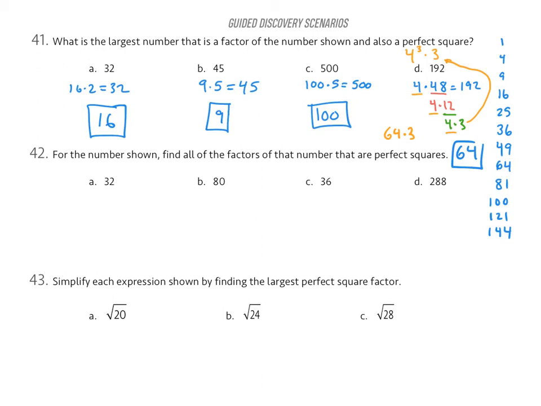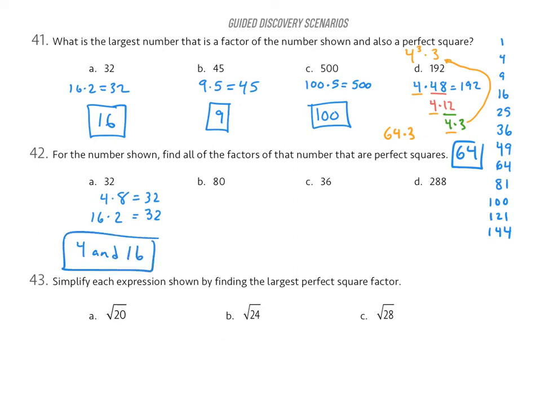42. For the number shown, find all of the factors of that number that are perfect squares. Part A is 32. Let's go down the list from the smallest ones first. 32 is 4 times 8. 9 is a perfect square, but it doesn't divide evenly into 32. 16 does. 16 times 2 is 32. 25 is the next perfect square that is less than 32, but it doesn't divide evenly into 32. So the perfect square factors of 32 are 4 and 16.